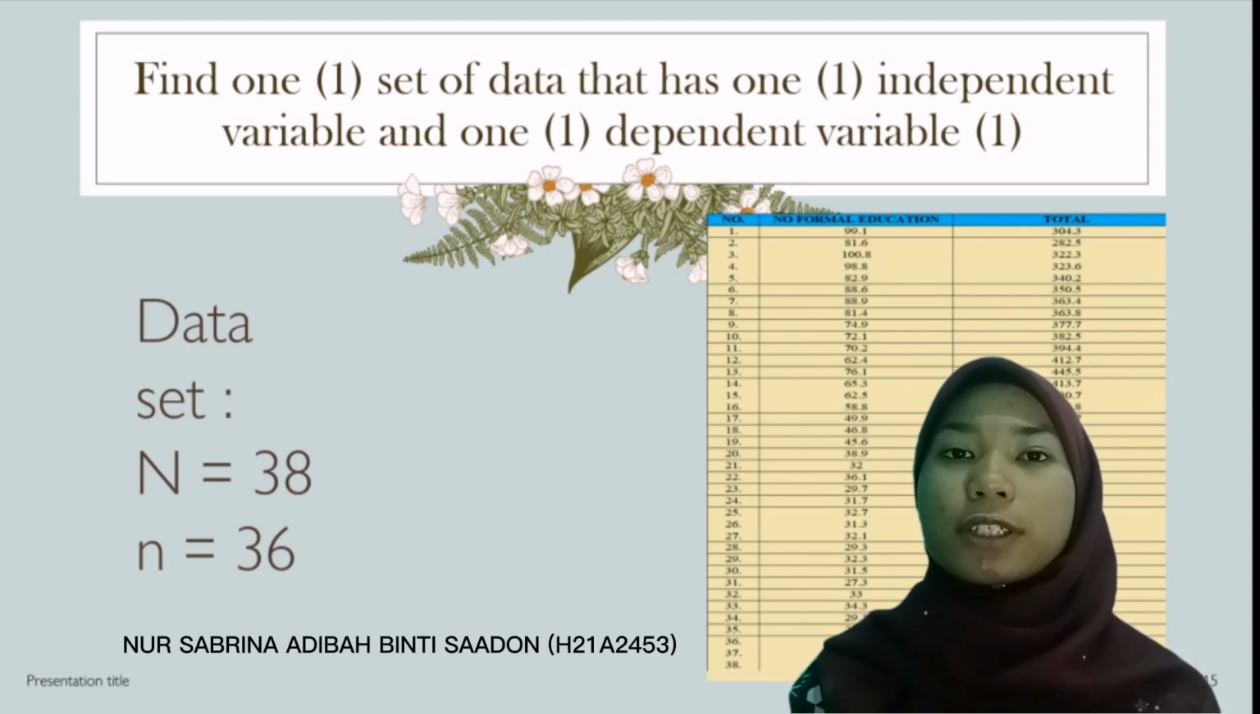Today I will explain my part. First of all, for the dataset, N is 38 and N is 36. The reason why our group chose this is because its independent variable is no formal education and the dependent variable is the total. Due to the data set, we choose N equal to 36.